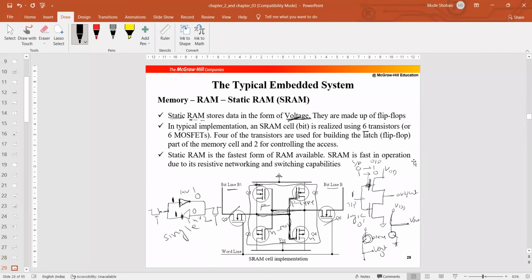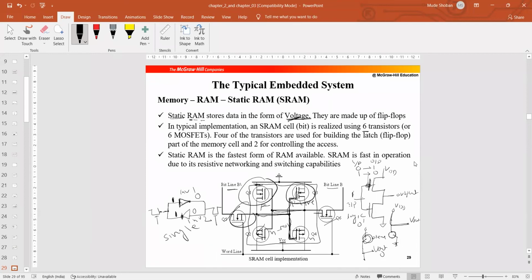So coming to this RAM, as I notice, it is entirely transistors. This is one transistor, the second, third, fourth, fifth, sixth. These are the 6 transistors for designing a single cell. It can store either 0 or 1. So this is the SRAM cell implementation.